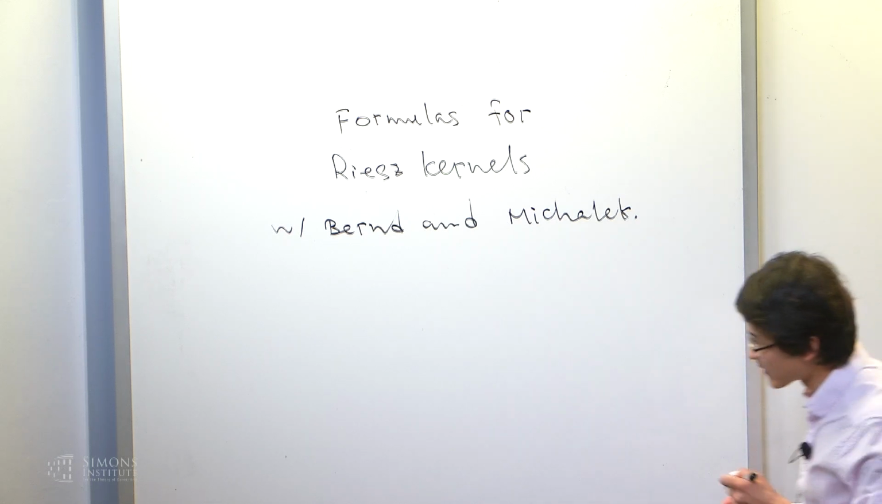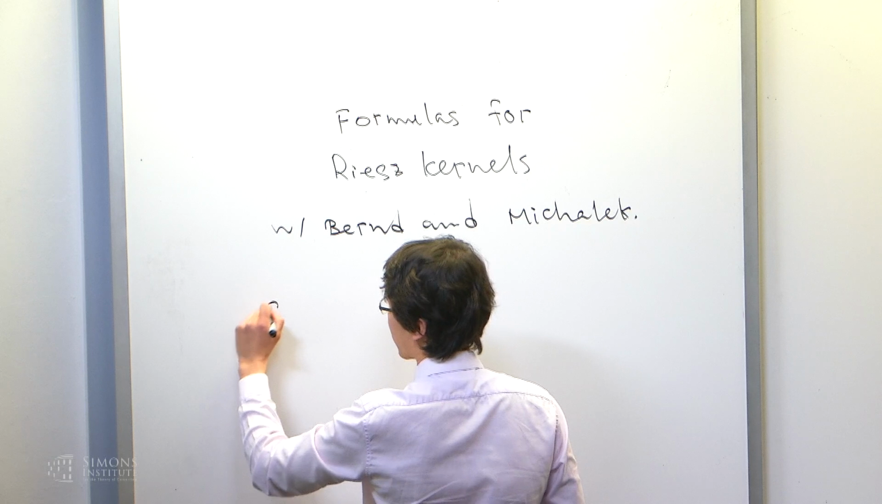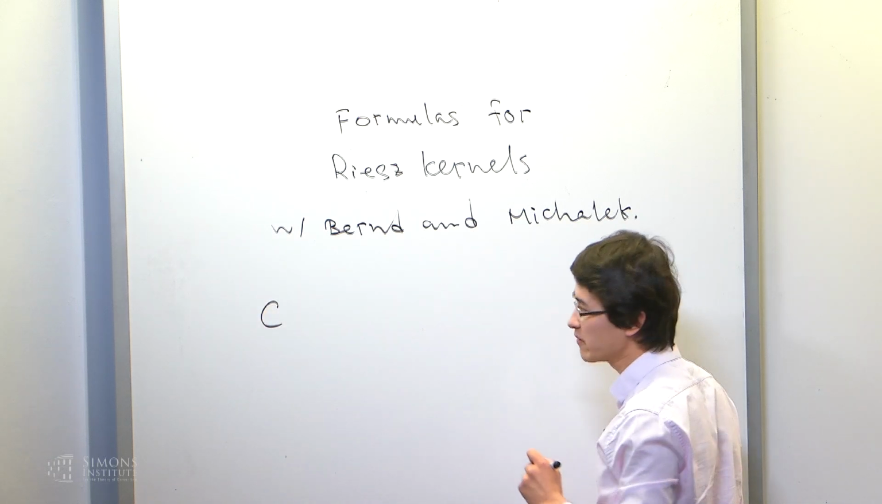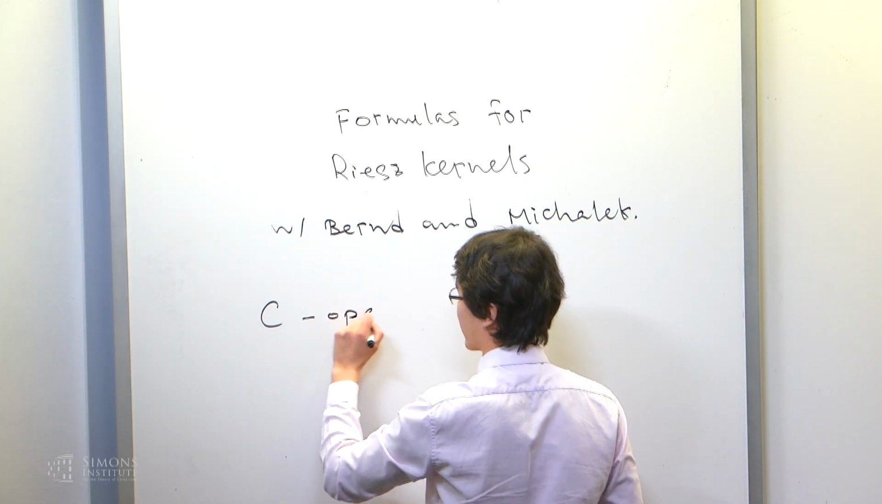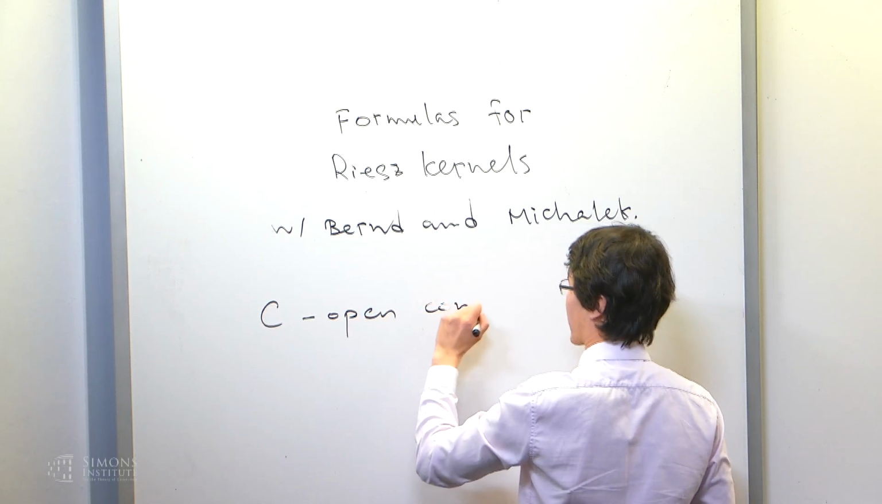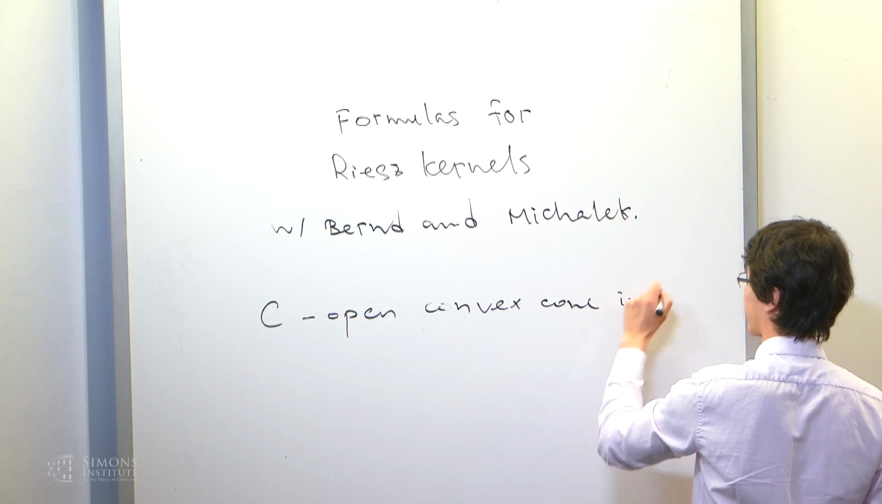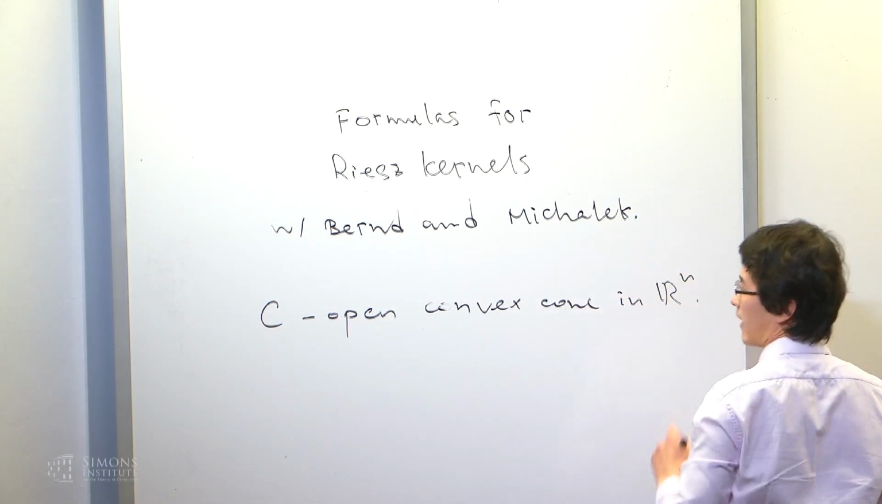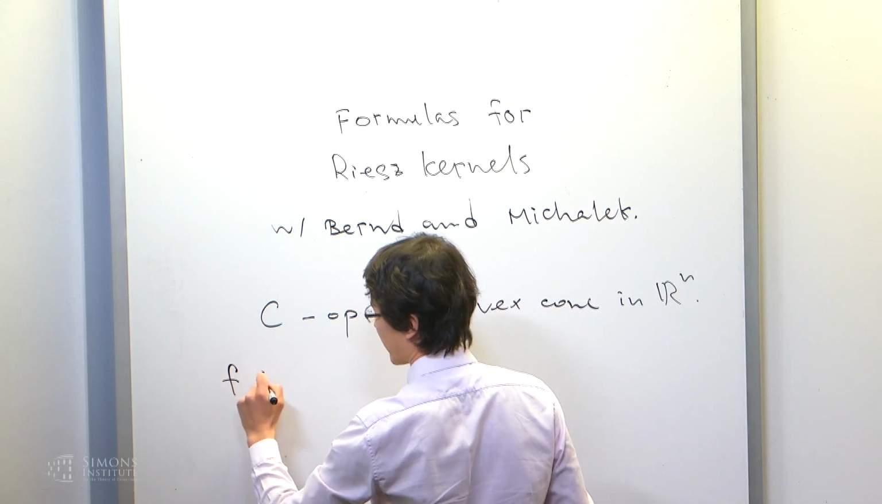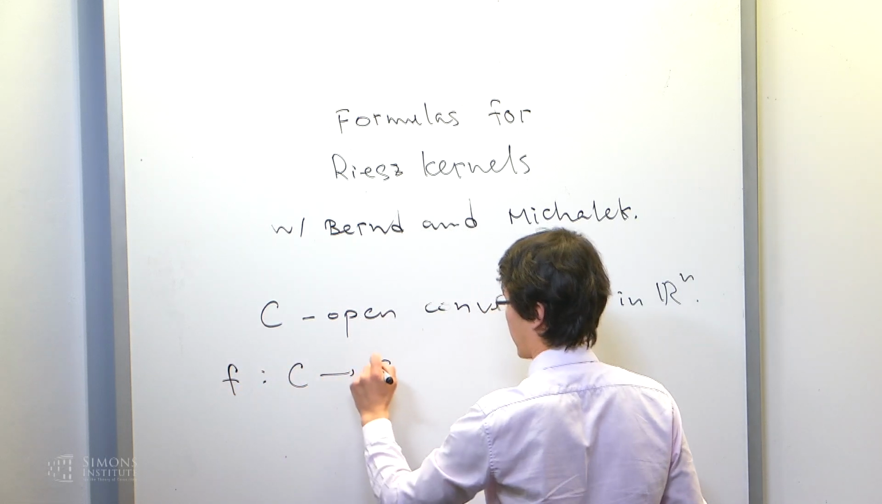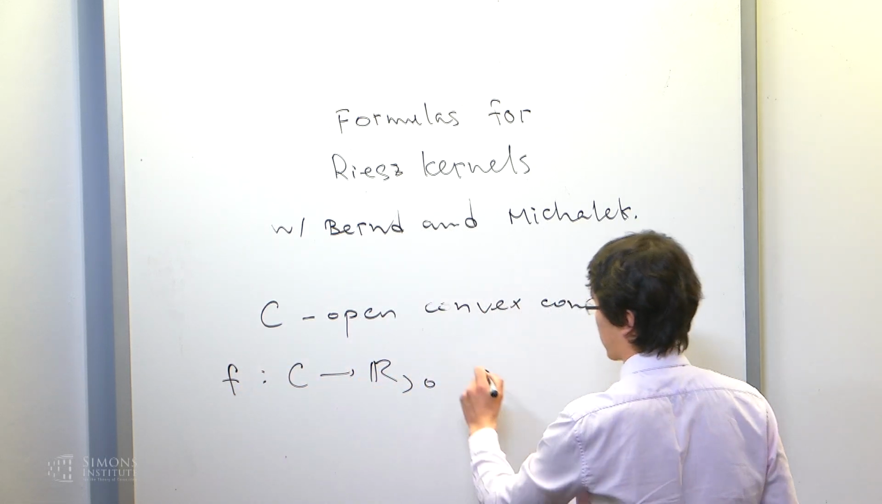We will consider a convex cone, which is open. I will reserve C for an open convex cone in Rn. And I consider a smooth function f on this cone that takes only positive values.